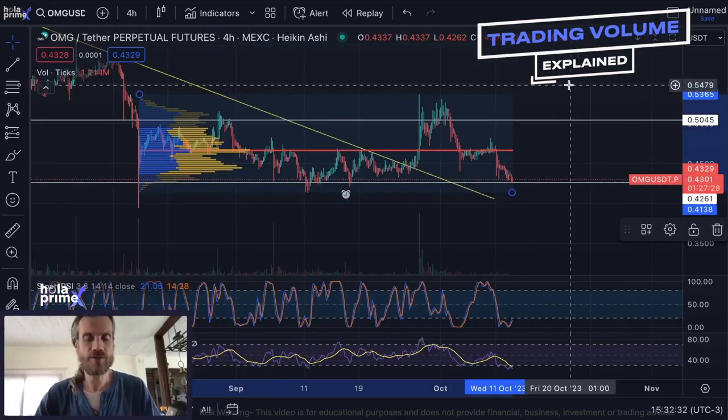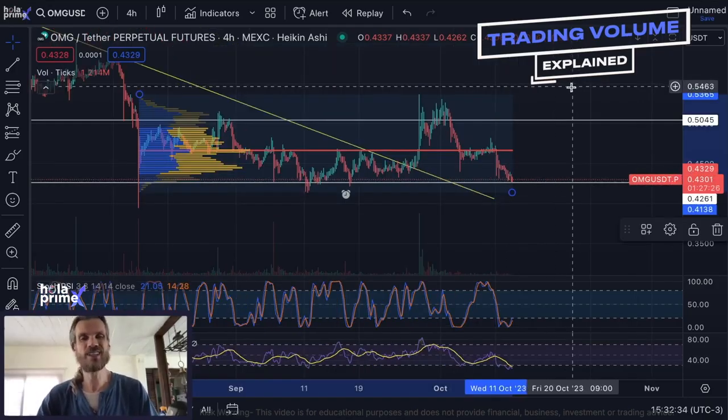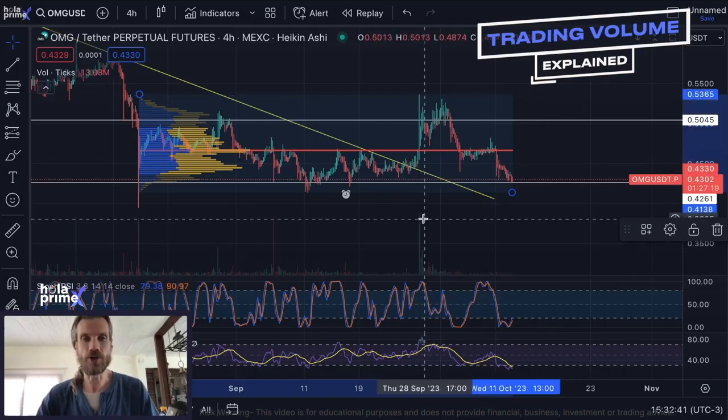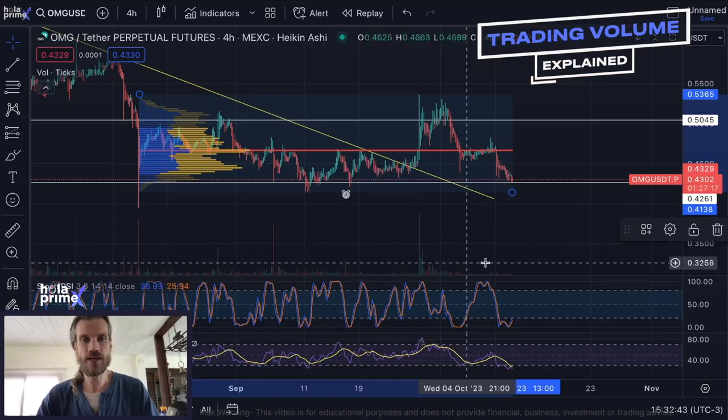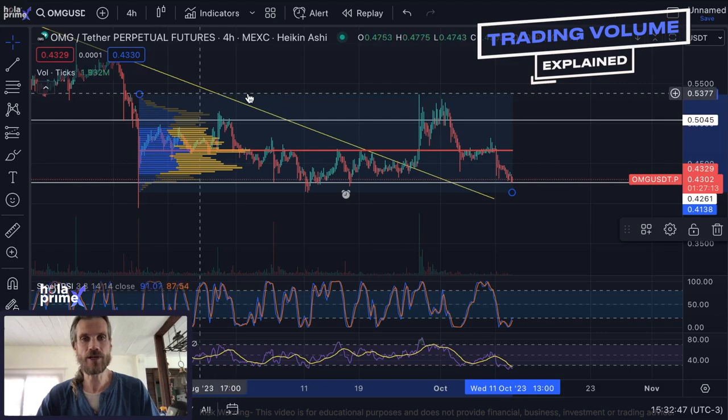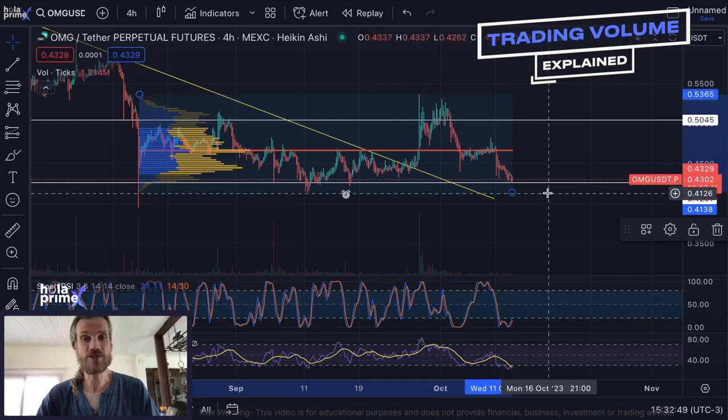Using the fixed range volume profile like this would be in addition to using volume in the traditional sense to see when the price action is going to move significantly or not. So you've got the traditional volume here on your chart, and then you can add the fixed range volume profile to have a look at how that impacts the range of the price action.